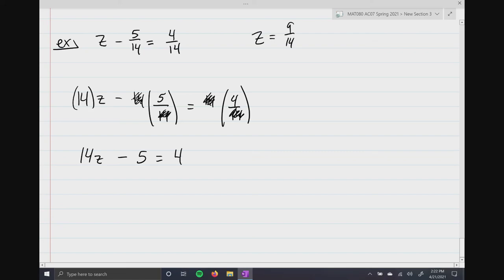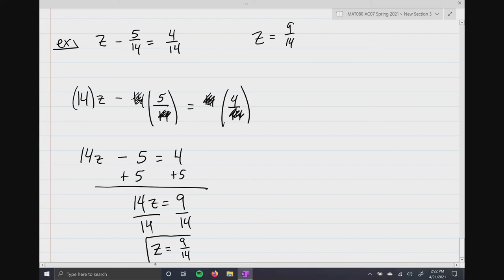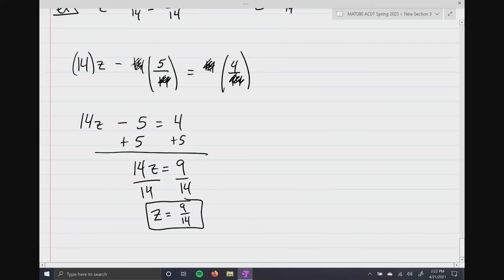Now, step 2, I don't see any parentheses, so I can move on. Step 3, I can't combine anything on either side. Step 4, I'm just going to add 5 to both sides of my equation. 4 plus 5 is 9. And then lastly, I'm going to divide both sides by 14 to give me Z equals 9 over 14, which is exactly what B said. Good?